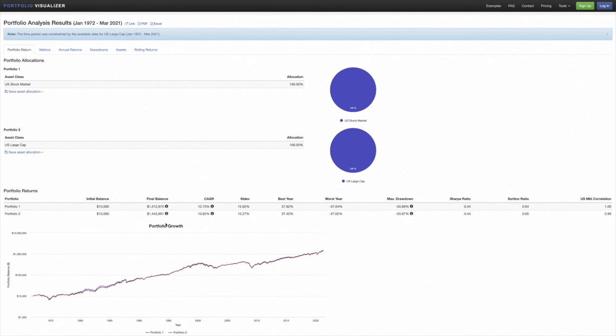Now that's over a 50-year period, but there is a difference, and you can see it's also reflected in the compound annual growth rate. At the same time, standard deviation is a measure of risk, how volatile the investment is. Portfolio one, the total stock market, is slightly more volatile. And that kind of makes sense, right? Because it includes small and mid-sized companies, which tend to be a little more volatile than large companies. But again, not a huge difference.